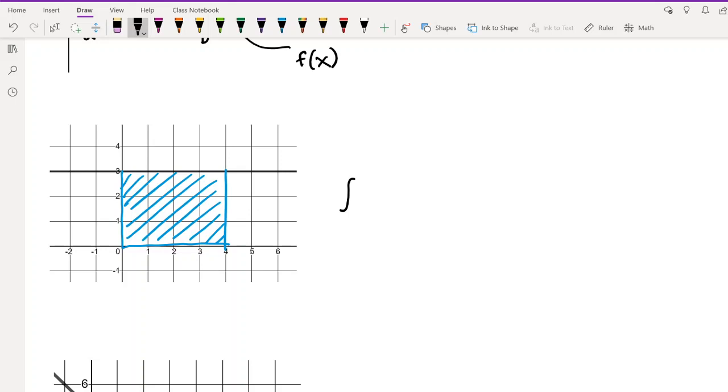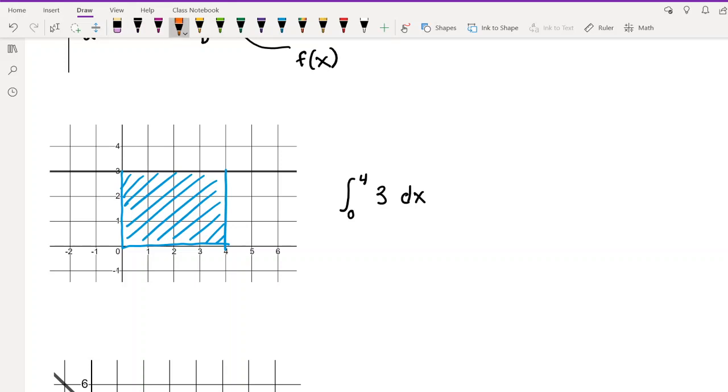And so the way we would write this as an integral is we would say the integral from 0 to 4 of 3, because that's our function. And then you have to always put this dx on the end. So it's really, really important. The way that I would think of it, and we'll talk more in tomorrow's video about what this dx means and where it comes from.